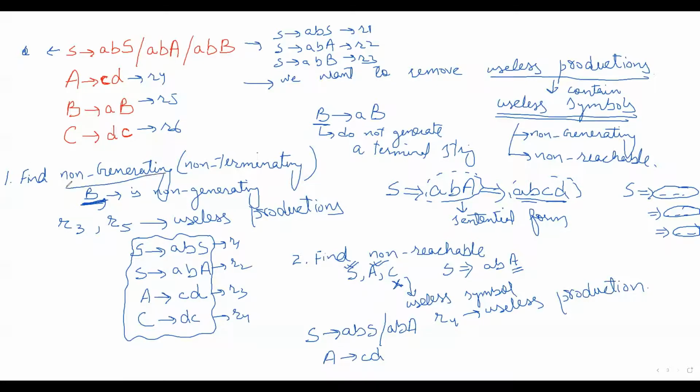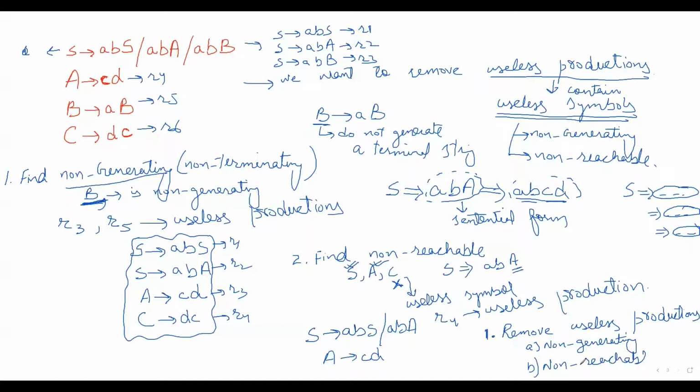We have removed non-generating symbols or non-reachable symbols, or we can say we have removed useless productions. Fine. So that means the first part is completed. What was the first part? Remove useless productions. And how have we removed useless productions? We found useless productions by first finding non-generating symbols and then finding non-reachable symbols.